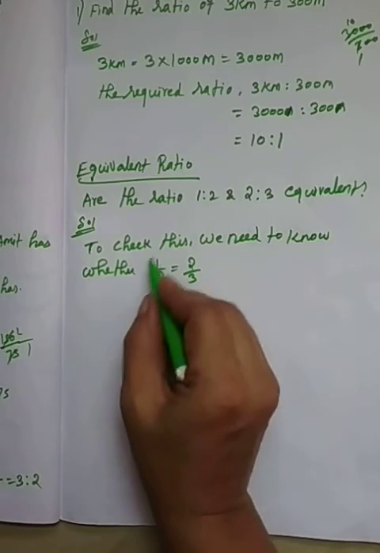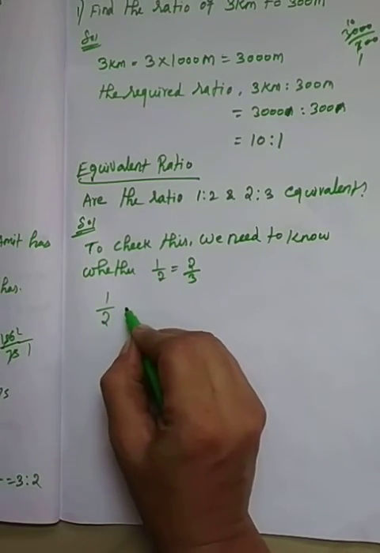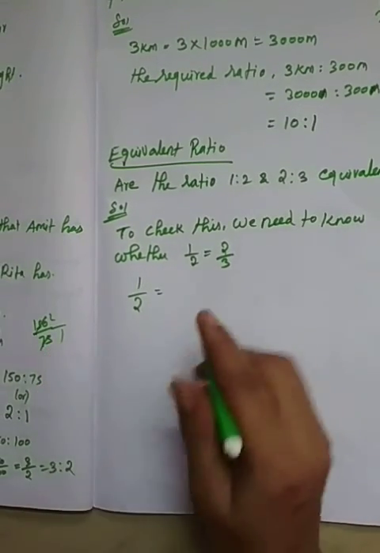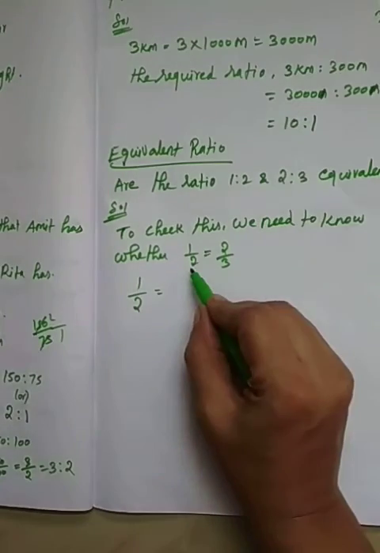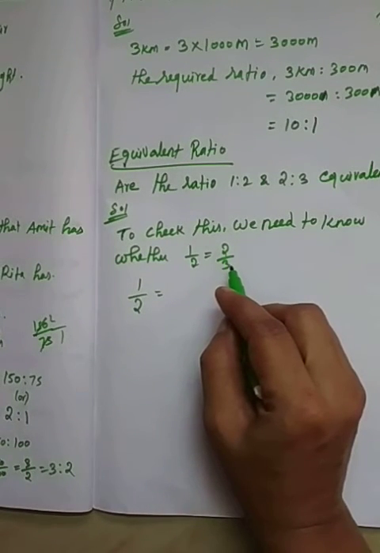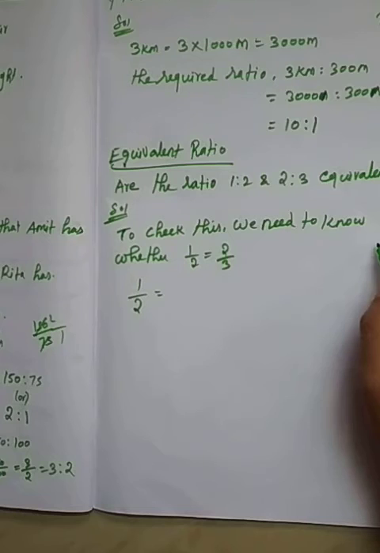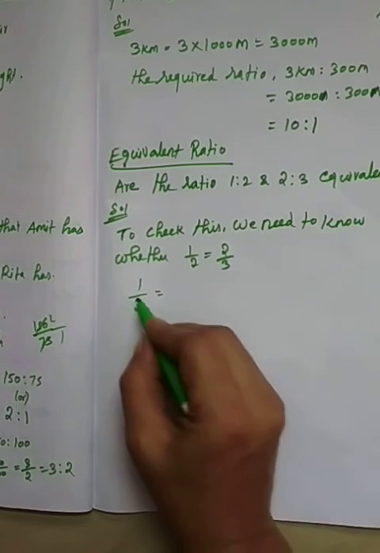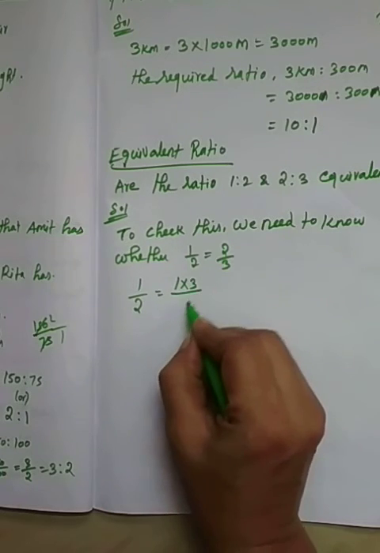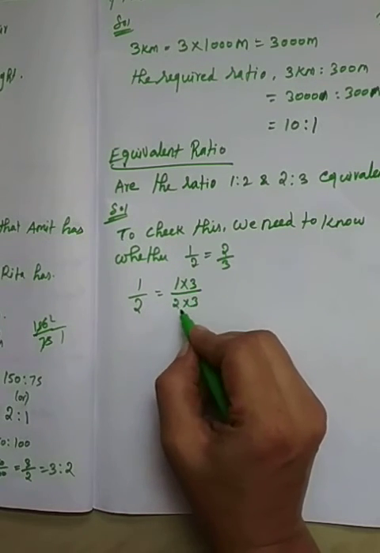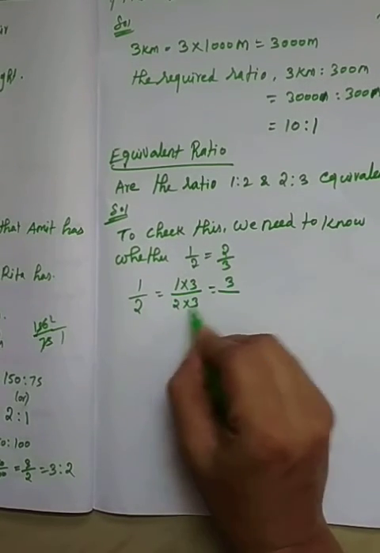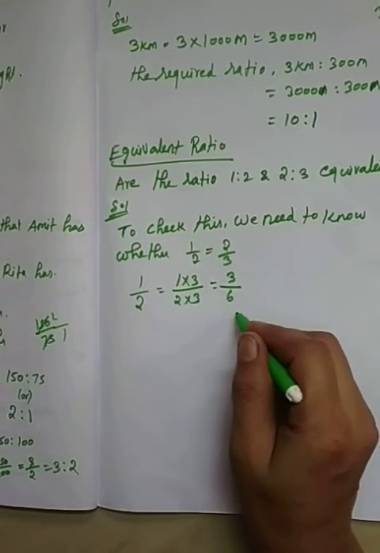First, you have to take 1 by 2 and change it into a like fraction. The denominator in this one is 2, in the other it is 3. So what is the LCM of 2 and 3? It is 6. So you need 6 as the denominator, which means you multiply and divide by 3. Now 1 into 3 is 3, 2 into 3 is 6. So you got 3 by 6.